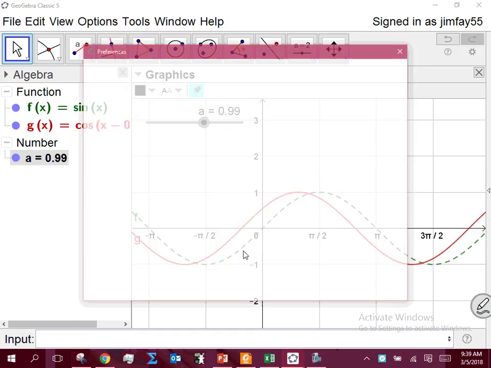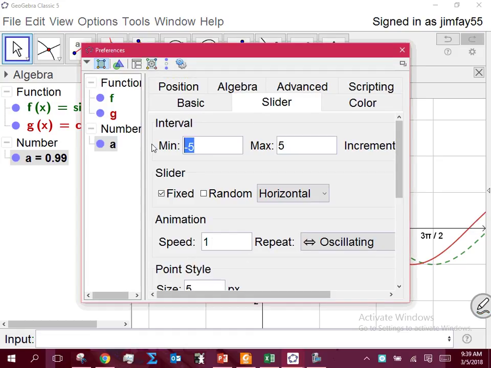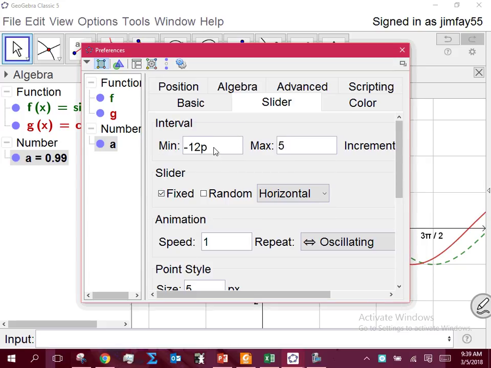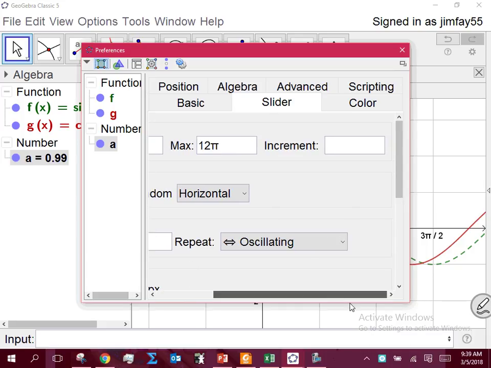And I'm going to take the slider, and I'm going to make it go between negative 12 pi and 12 pi. And I'm going to make the increments be, so every time I move it, it's going to go by pi over 6.